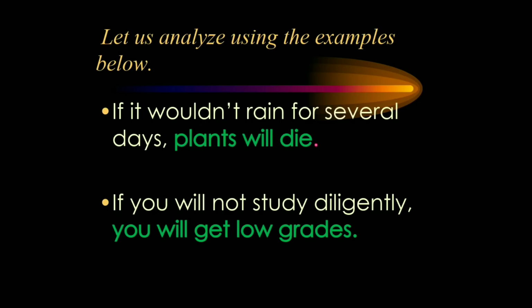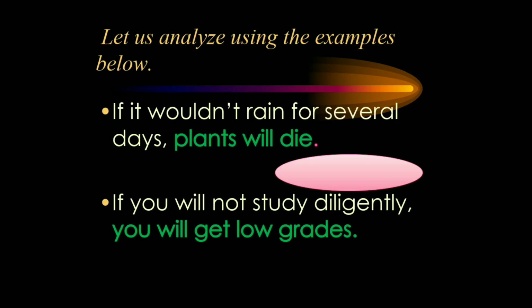If you will not study diligently, you will get low grades. Based on the given clue, on the first part of the sentence, one can conclude that if you will not study diligently, you will get low grades. So the given conclusion for the first sentence is, as I've mentioned a while ago, plants will die. For the second sentence, the given conclusion is, you will get low grades.